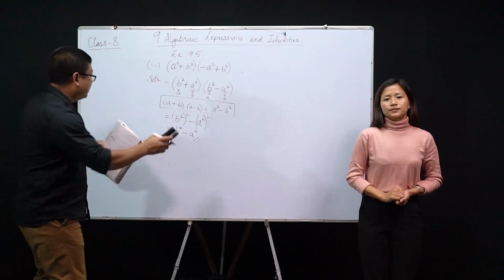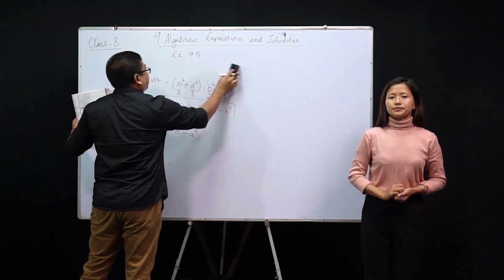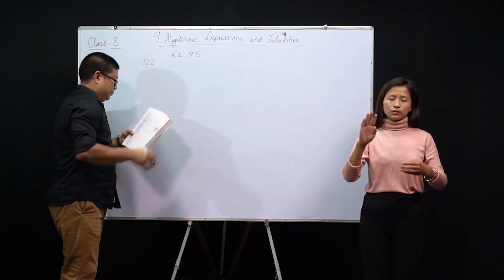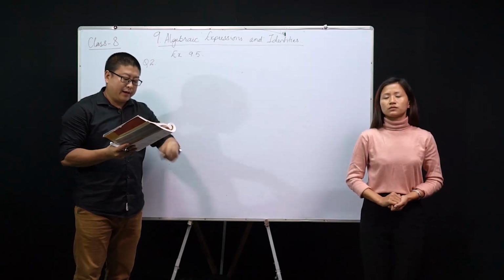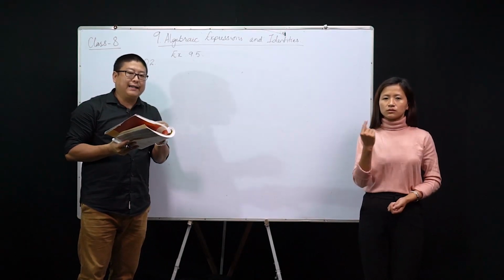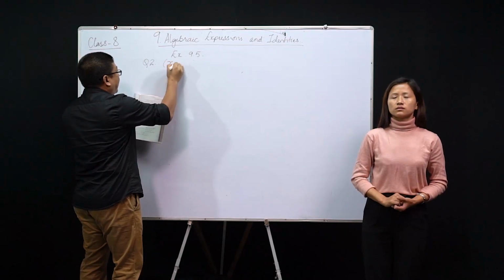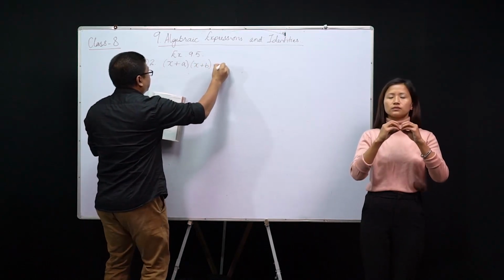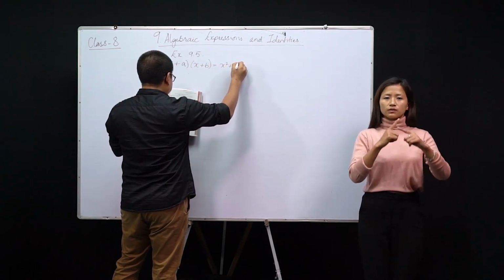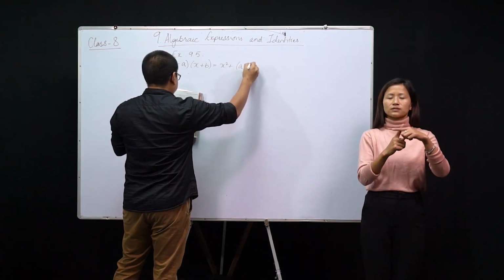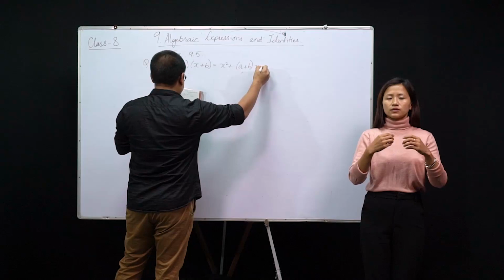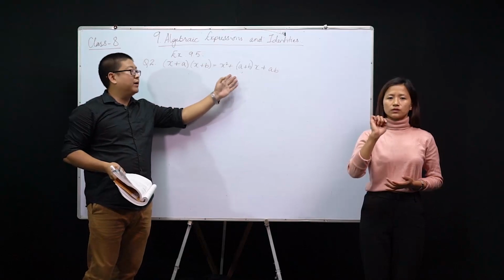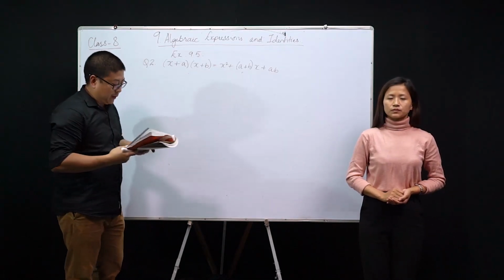So let's look at some more examples. When you go to question number 2, they're asking us to use the identity (x plus a) into (x plus b) is equal to x square plus (a plus b) into x plus ab. The fourth identity. They want us to use this identity and solve the question.